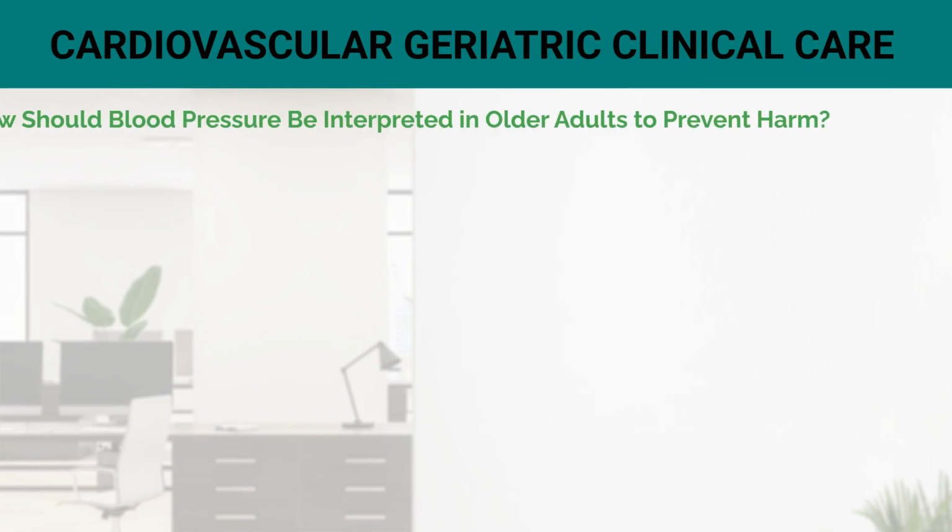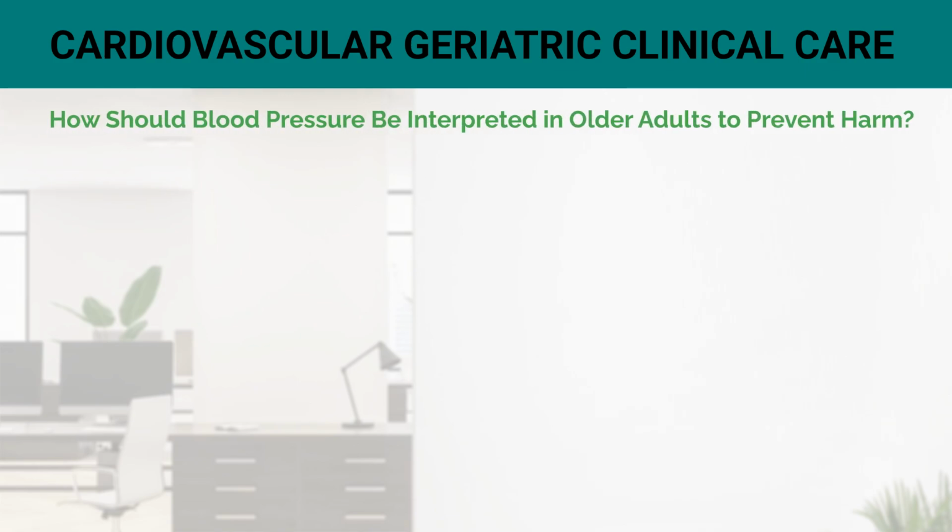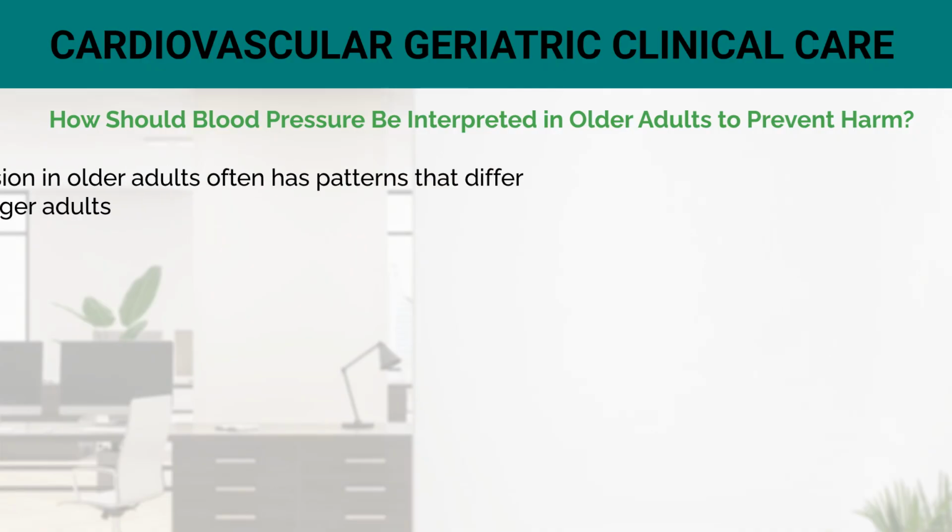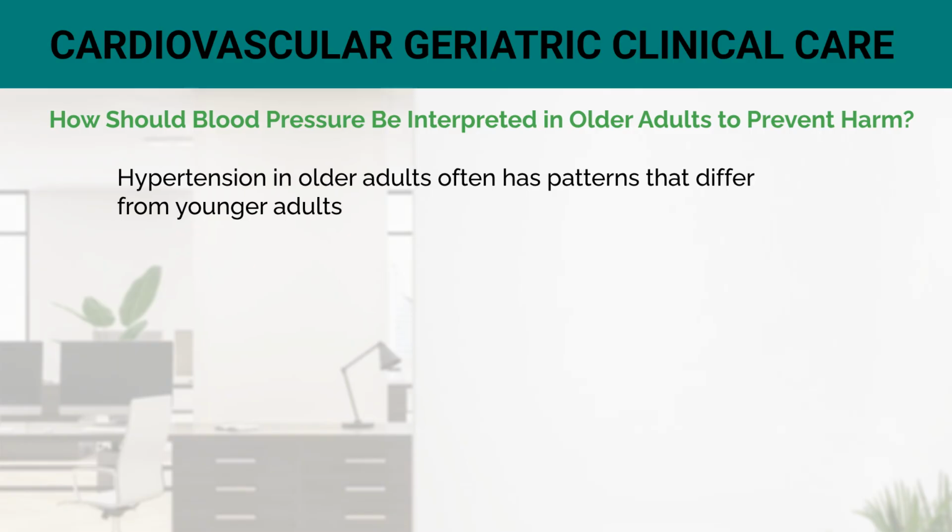Now, let's see how blood pressure should be interpreted in older adults to prevent harm. Hypertension in older adults often has patterns that differ from those of younger adults. Common features include: 1. Isolated systolic hypertension.